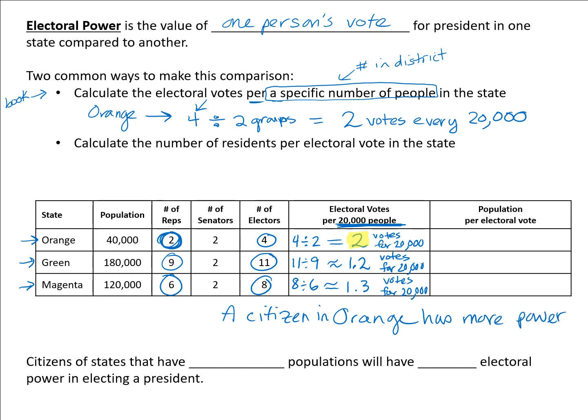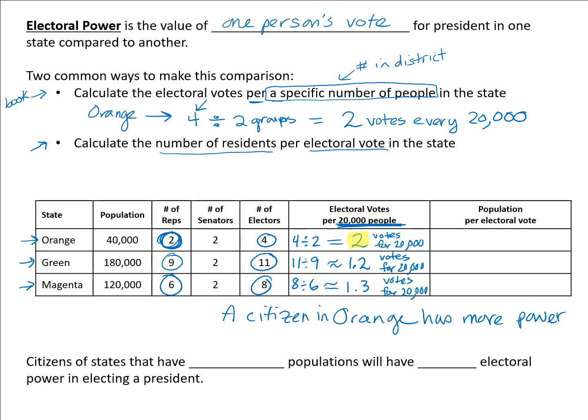So this is the way that they talk about it in our textbook. But sometimes people have a little bit of trouble getting that down. So I want to show you another way I've seen other textbooks talk about it. And so maybe between the two, one of them makes a little more sense to you. The other way is that you can actually calculate the number of residents that are in a state per the electoral vote in that state.